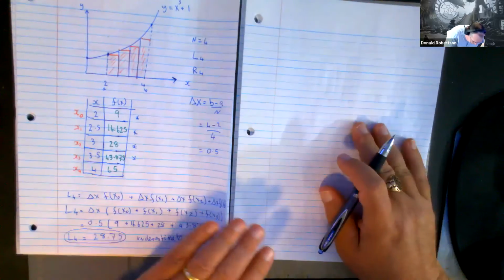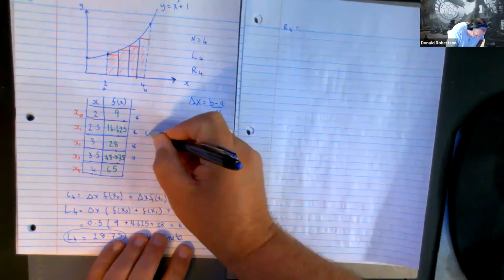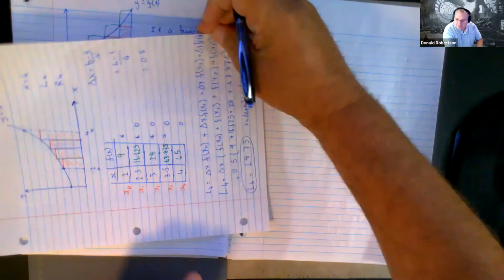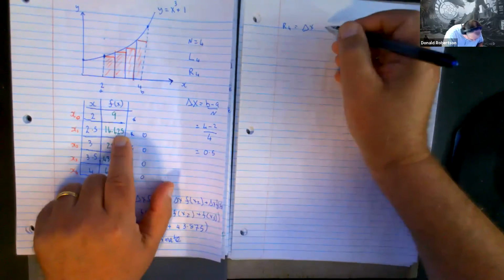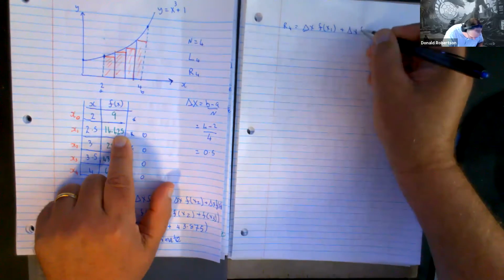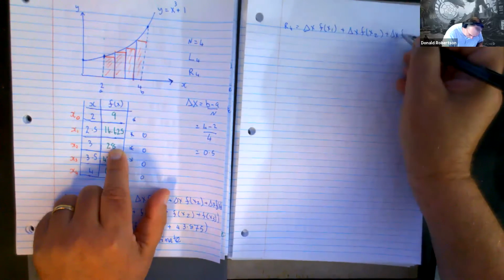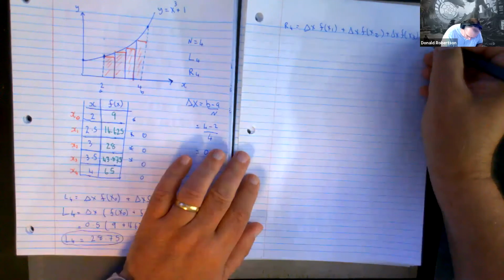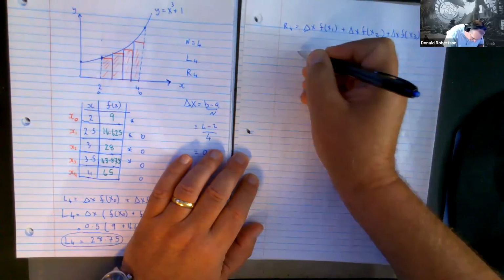So I'm going to set up R4 in the same way, but R4 is going to use these 4 guys. Wherever you figure it out, the 4 on the right. And it's going to be delta X times this fella, plus delta X times this one, delta X times the third one, and lastly, delta X times the fourth one. And then we pull out the delta X's.